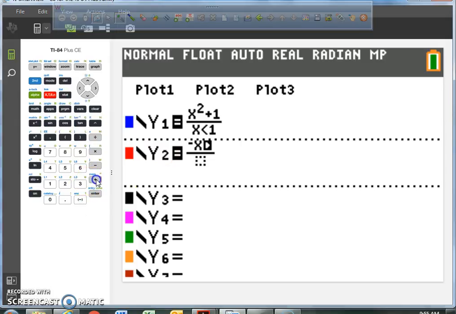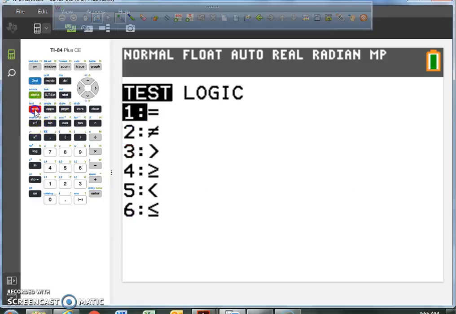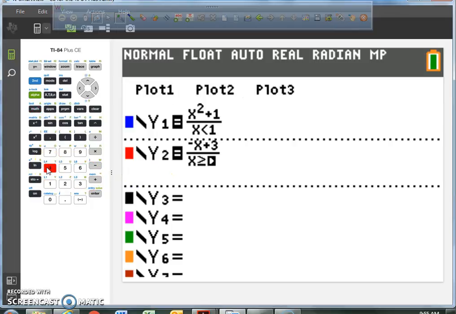So we have negative x plus 3. However, in the denominator, I have to say x, and what symbol am I going to use this time? Right. Greater than or equal to 1. So right, second math, I have to go to what number? Number 4.